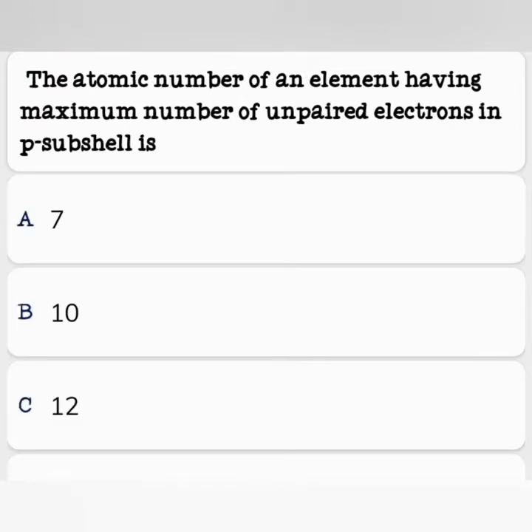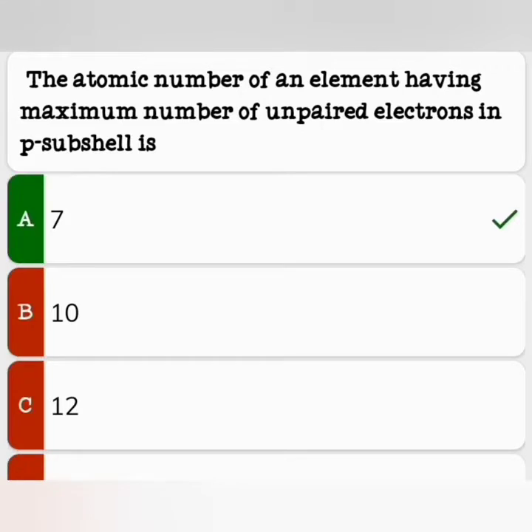The atomic number of an element having maximum number of unpaired electrons in p subshell is A. 7, B. 10, C. 12, D. 16. Yeah, so the right option is A, 7.